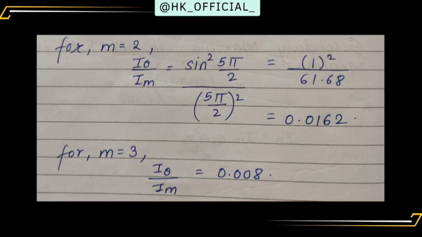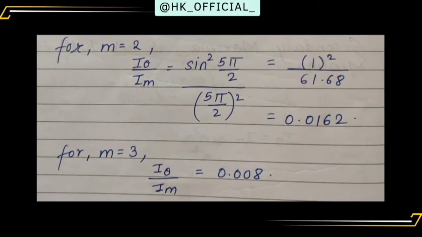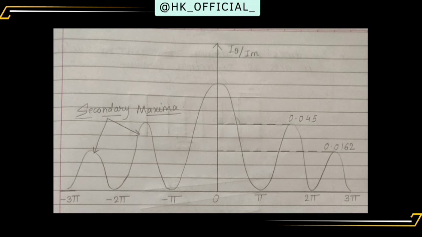Put m equal to 2 over here, so you will get sin square 5 pi by 2 upon 5 pi by 2 the whole square. By putting all the values you will get 0.0162, and for m equal to 3 you will get 0.008 by the same procedure. Now you will ask where these values, this 0.045, this 0.0162, this 0.008, are important. So it is important over here to make the final graph of this intensity pattern due to single slit. So here the derivation ends.